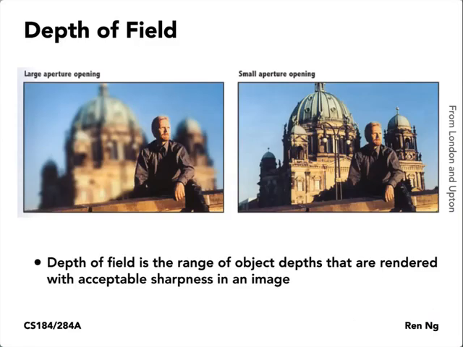Okay, depth of field. I already described depth of field. We had a question about it in the chat. So again, the depth of field is the range of depths in the world that are rendered with acceptable sharpness in the image that we get, okay? For a large lens aperture opening, we have a shallower depth of field, right? The range of depths that is critically sharp is centered on the man here. For a small aperture opening, the depth of field increases. Now it extends from the man all the way to this building that's far off in the background.